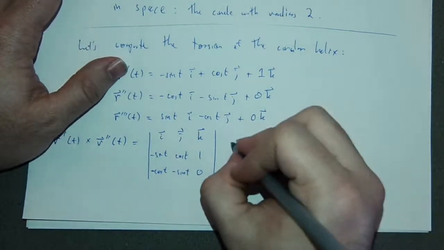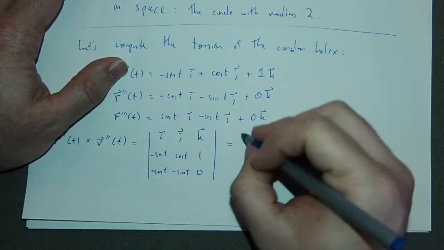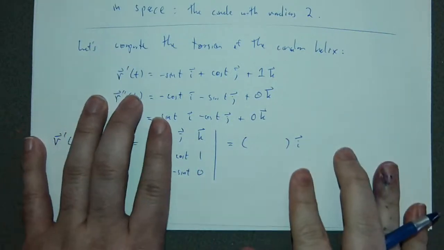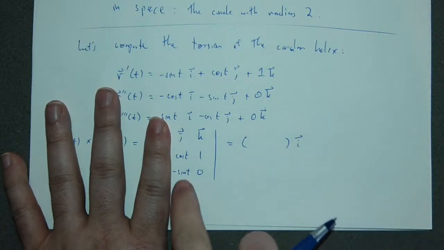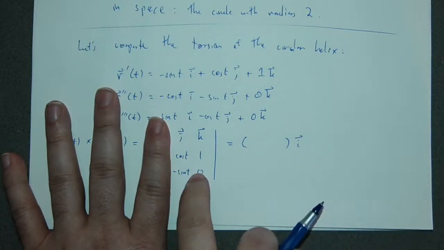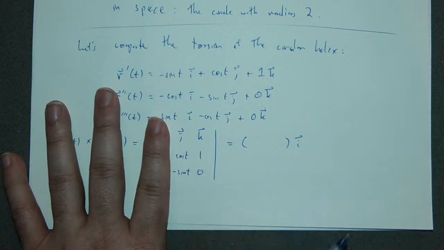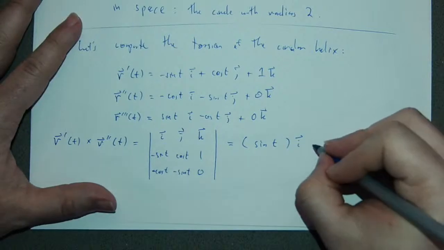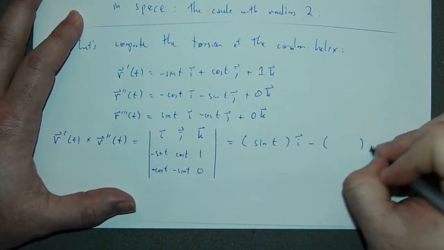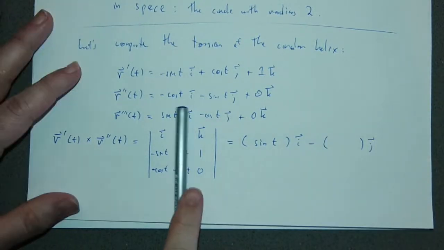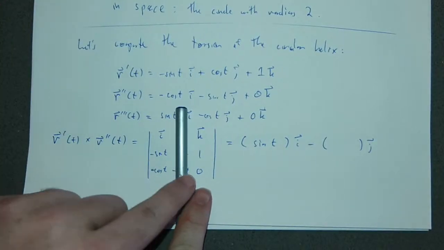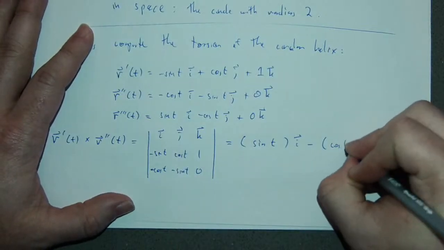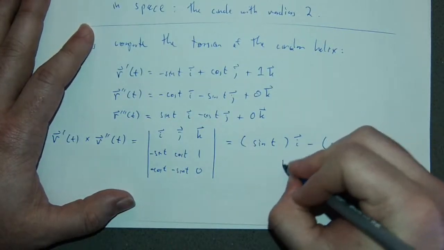Okay, so let's see what is going on here in each slot. So I have something times i. What is that something? I'm blocking out this first row now. So I have cosine t times 0 minus sine t times 1. So I have sine t. Then I have minus something times j. Now I'm blocking out the middle column. So this is minus sine t times 0 minus cosine t times 1. So that's cosine t times j, plus something times k.